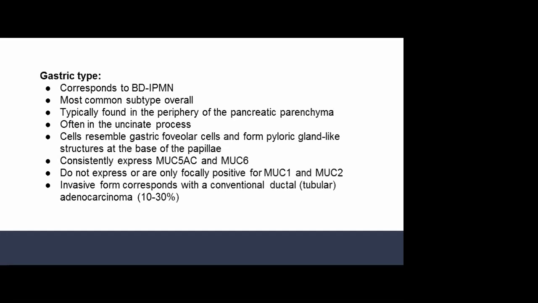And the cells here resemble that of the gastric foveolar cells and form pyloric gland-like structures at the base of the papillae. And also they consistently express mucin 5 and mucin 6, and do not express or rarely only focally express mucin 1 or mucin 2. This is how it can be differentiated from intestinal type. And the invasive malignancy that is associated with gastric type of IPMN is again conventional ductal or tubular adenocarcinoma, and the risk of malignancy is 10 to 30%.